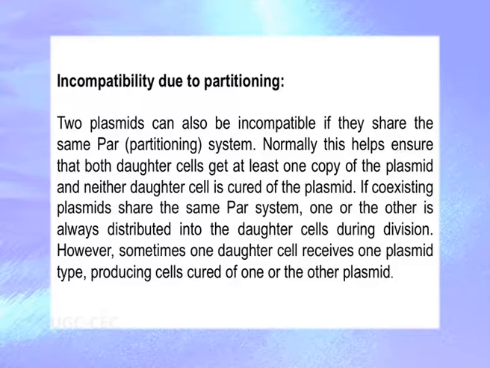But if the coexisting plasmids share the same par system, then one or the other is always distributed into the daughter cell. Means one cell receives one plasmid and the other cell receives the other plasmid. So the take home message is, to avoid the loss of a plasmid because of incompatibility, one should be careful to select two plasmids requiring different replication mechanisms and different partitioning mechanisms.